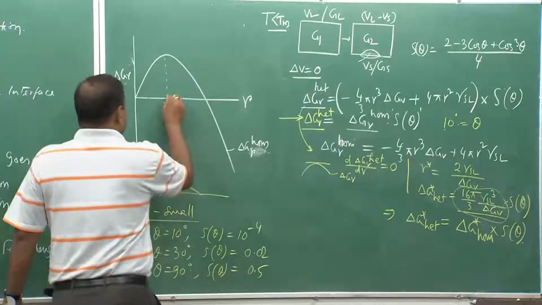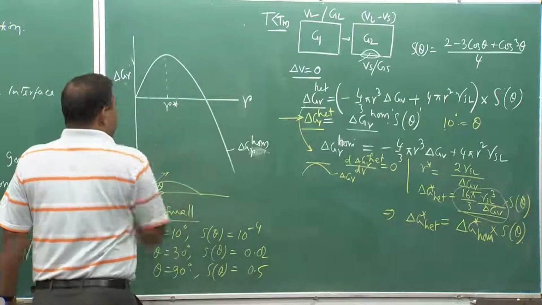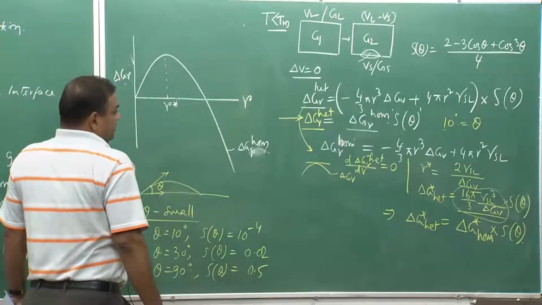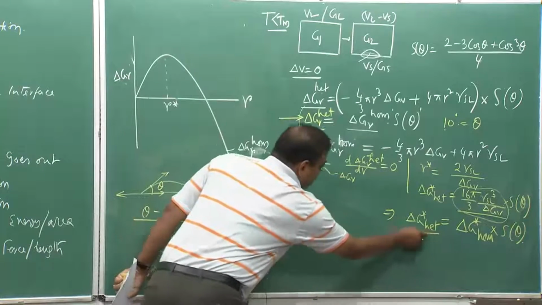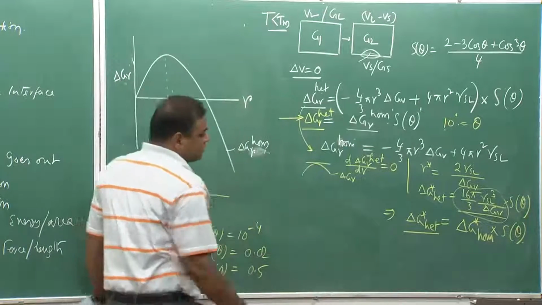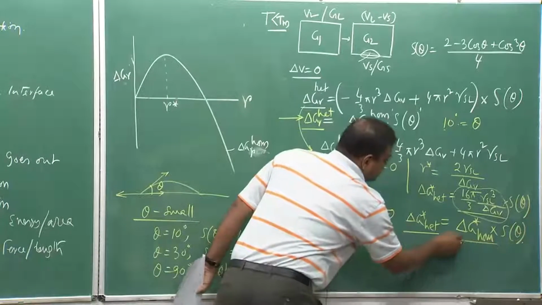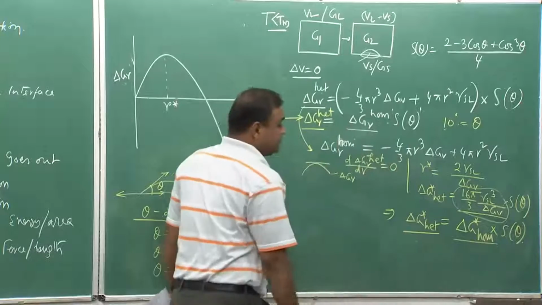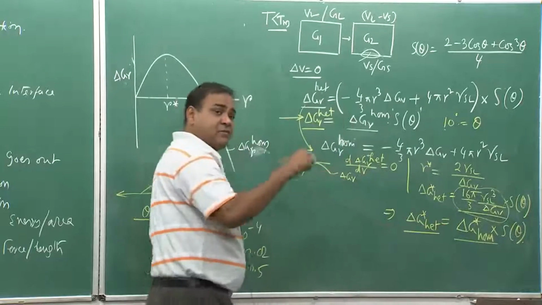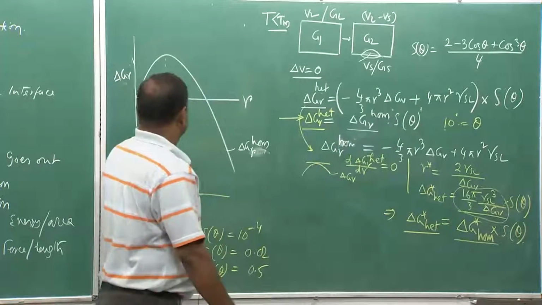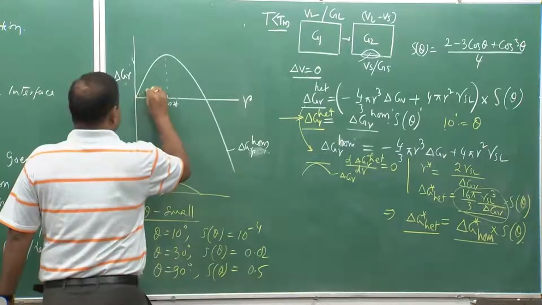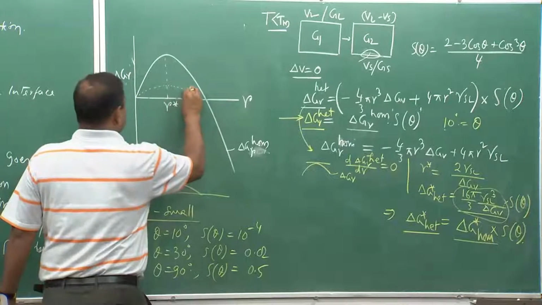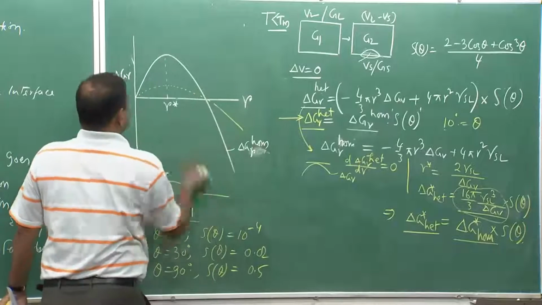So, the peak would appear at the same r, because at the same time delta G star heterogeneous is also equal to delta G star homogeneous into S theta. Here also that similar reduction effect would come. You will see that this particular plot would be like this.